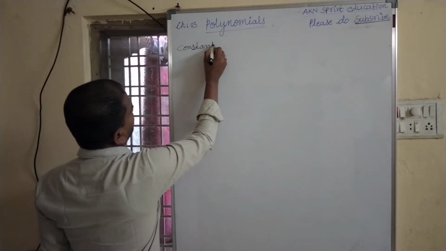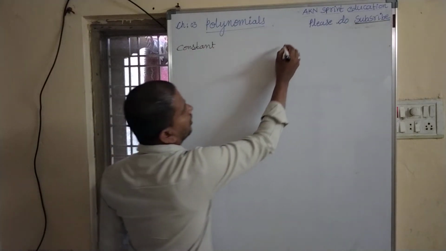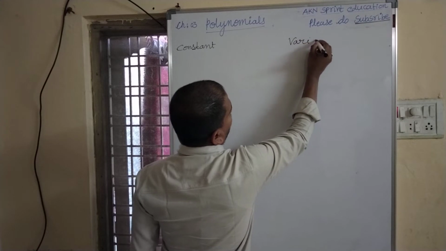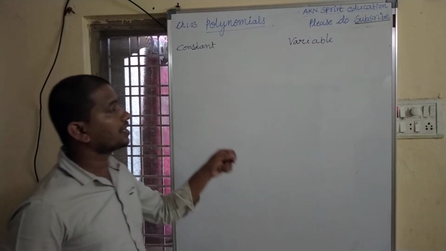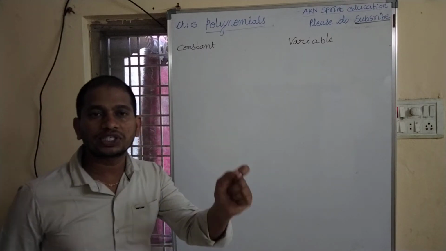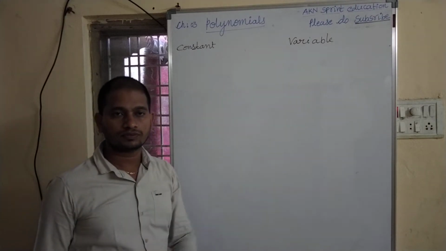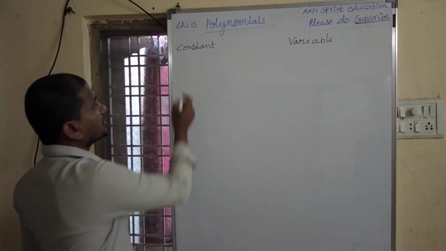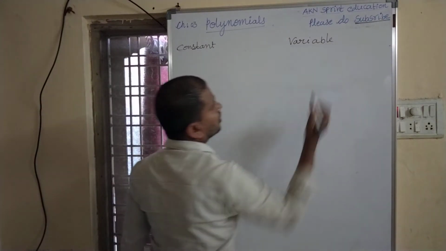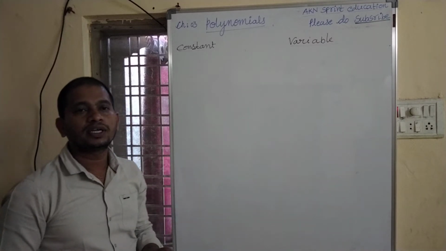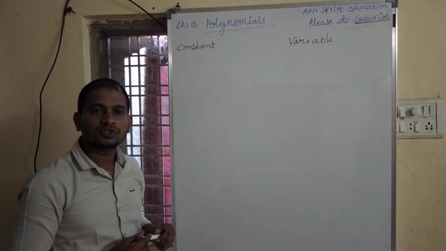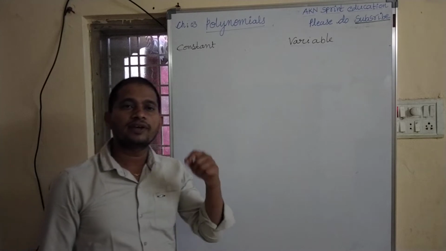constant, and what do you mean by variable? Let us try to understand the difference between constant and variable. What do you mean by constant? What do you mean by variable? Constant is nothing but it has a fixed value.